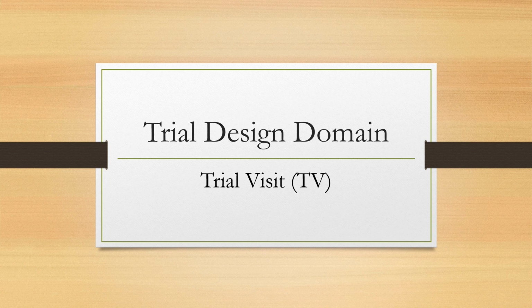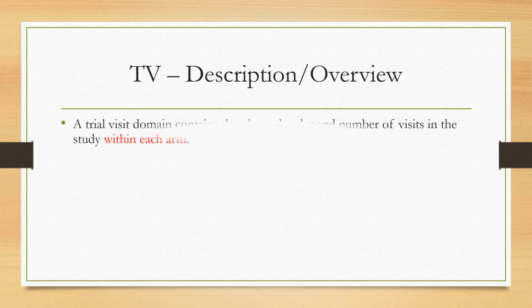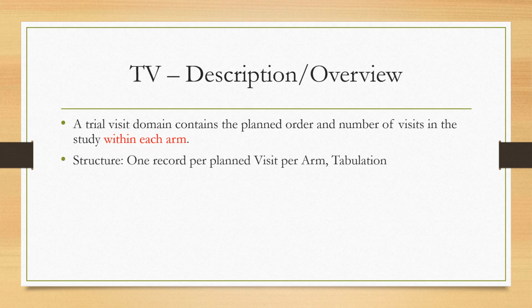Today I will be talking on trial design domains, that is the TV domain, the trial visit domain. A trial visit domain contains the planned order and number of visits in the study within each arm. Please note that within each arm is important in trial visit. So based on this definition, the structure of trial visit will be one record per planned visit per arm.